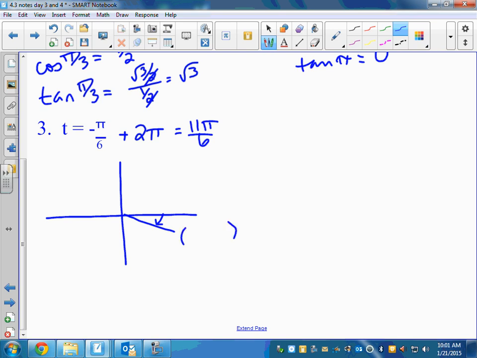If you're a unit circle person, you got to know that ordered pair. For me, I always think of the top one as square root of 3 over 2, 1/2. So down here would be square root of 3 over 2, negative 1/2. How do I know that? Because I memorized my unit circle. And if you're going to be a unit circle person, you got to memorize it.